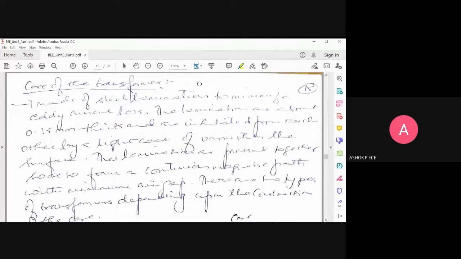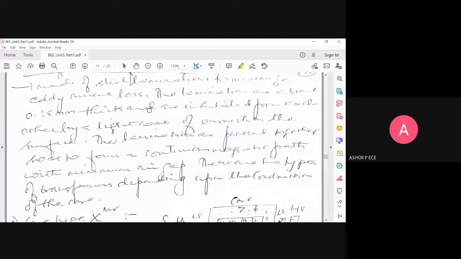hysteresis and eddy current loss, right? So if you want to minimize the hysteresis and eddy current loss, we'll be using a core made of silicon steel. So you will be manufacturing the core based on silicon steel to minimize eddy current and hysteresis loss, and you are going to laminate the core.